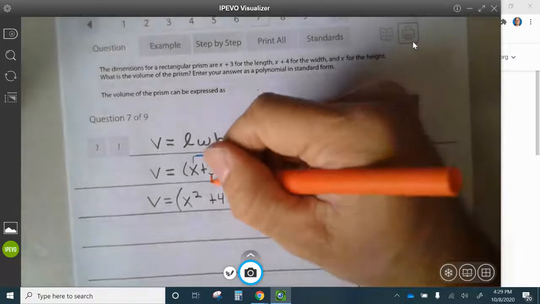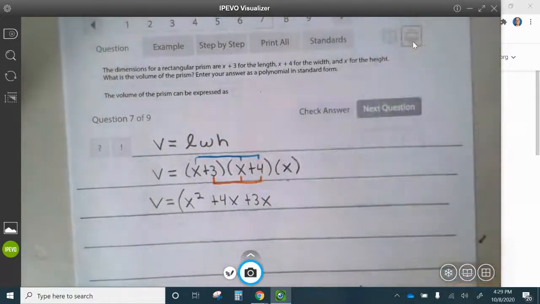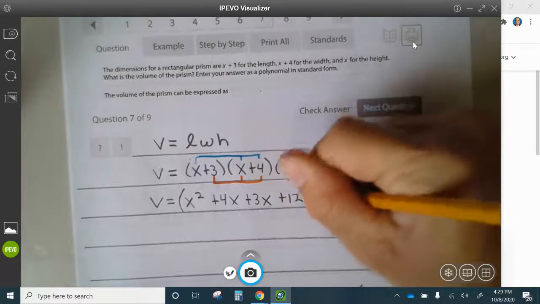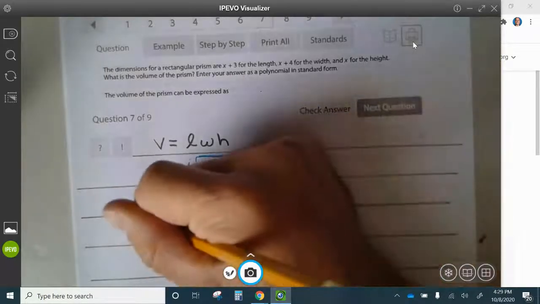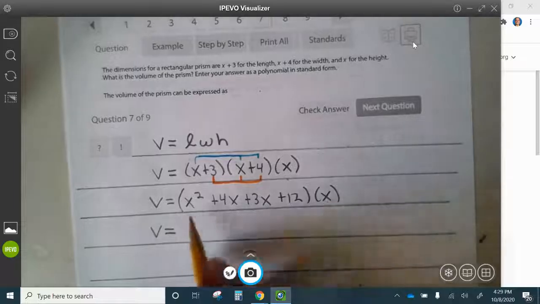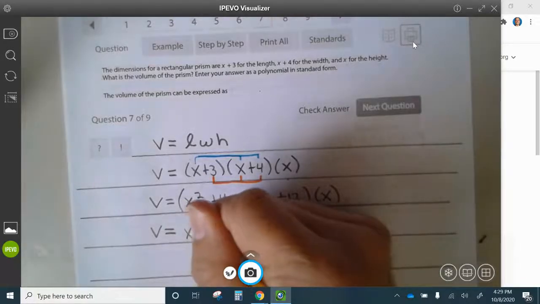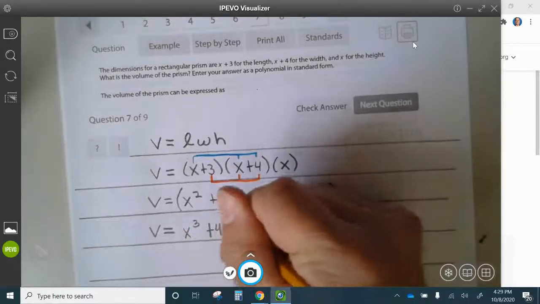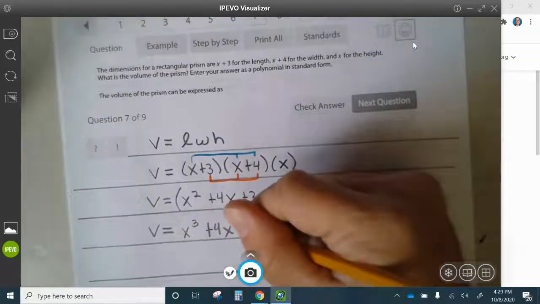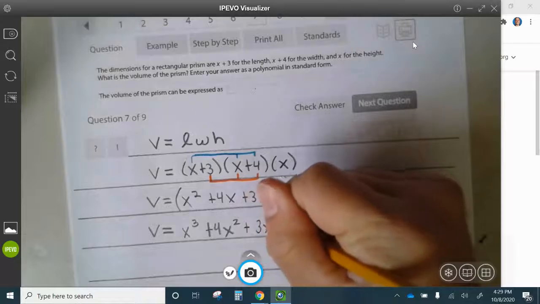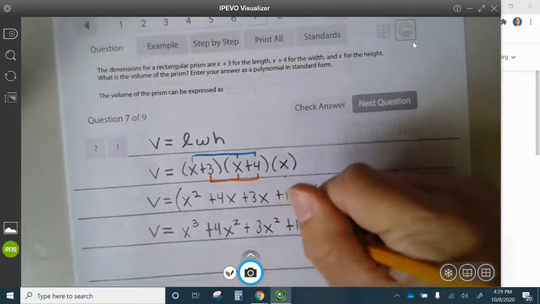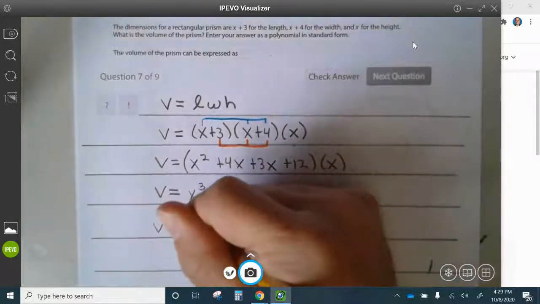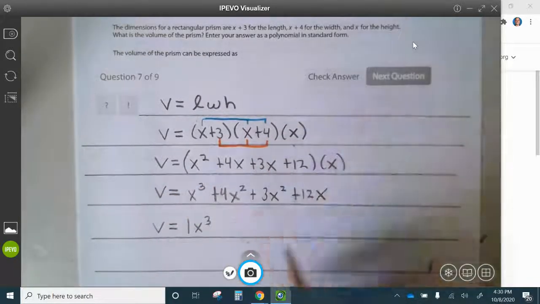So x times x squared is x cubed. x times 4x is plus 4x squared. x times 3x is plus 3x squared. And then x times 12 is plus 12x. All right, combine like terms. So that's 1x cubed. 4x squared and 3x squared is plus 7x squared plus 12x. All right. Hopefully that helps with question number 7.